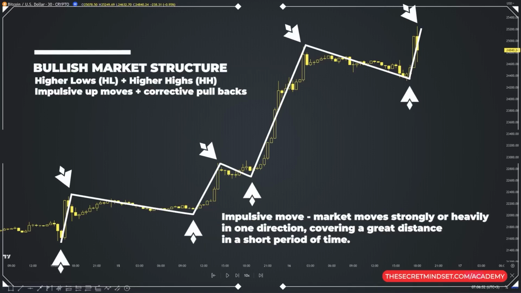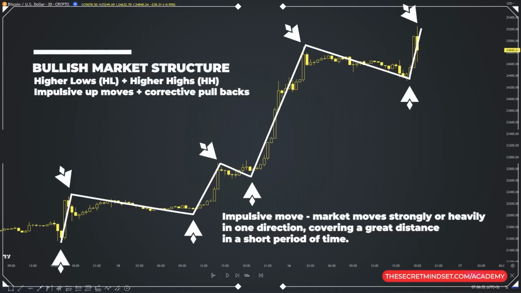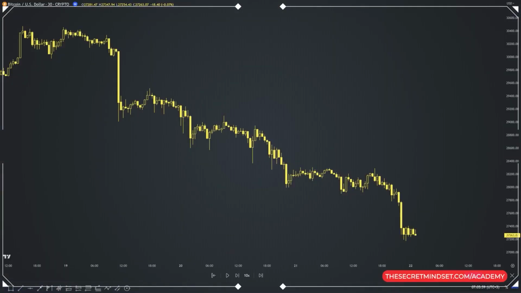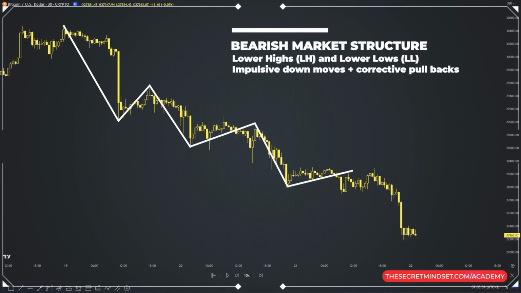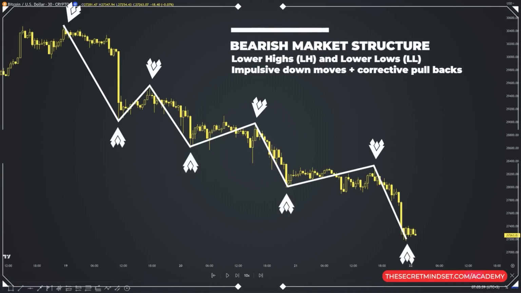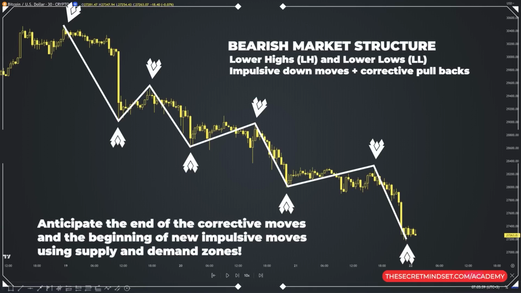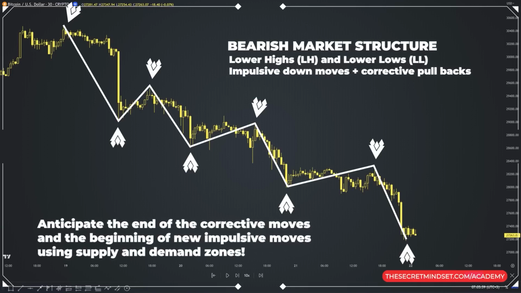Bullish market structure is defined by a market that is trending up and is creating higher lows and higher highs. It typically has impulsive up moves and corrective pullbacks. Bearish market structure is defined by a market that is trending down and is creating lower highs and lower lows. It typically has impulsive down moves and corrective pullbacks. These corrections form against the trend and they should not be traded. You need to know when the corrective moves end and when an impulsive move begins.